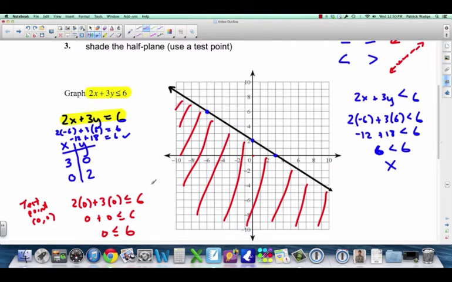I suppose I could even draw arrows, but I won't. I'll just draw it like this, and it goes on forever. That means that every point on this side doesn't work. If you don't believe me, let's pick a point. How about this one? This is (8, 1). Just randomly picked a point.